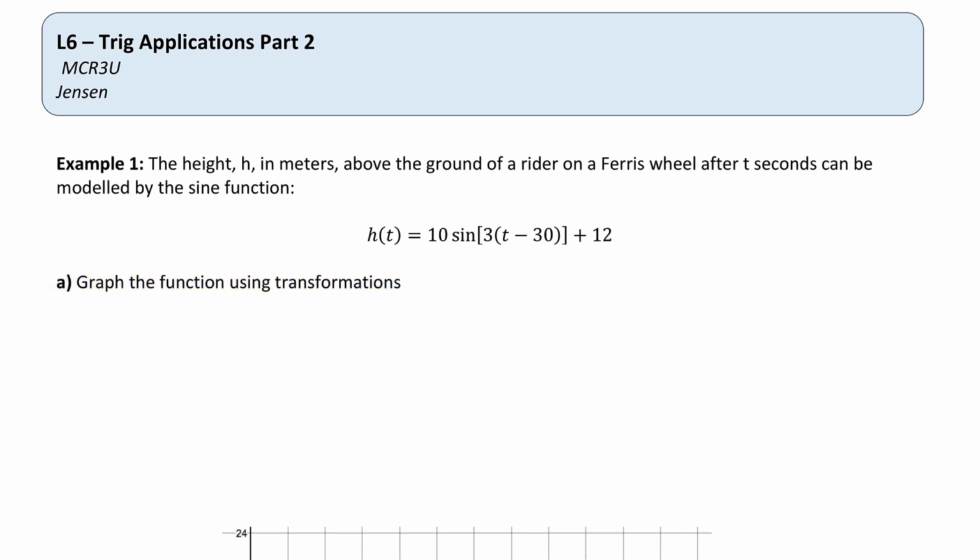Well, I notice it is a transformed sine function, so I may want to start by making a table of values for a normal sine function. I'll pick some key points. I'll choose values within one cycle of sine x, so I'll choose values between 0 and 360. And then I could find the corresponding y values by doing sine of each of these values, either using a calculator or using your unit circle.